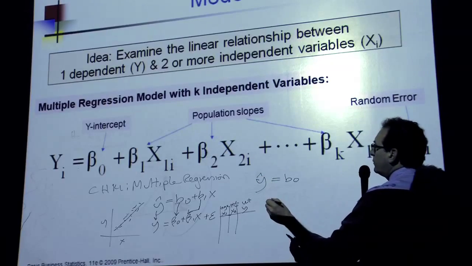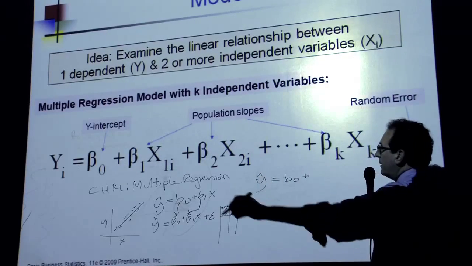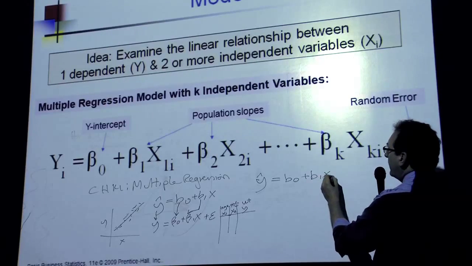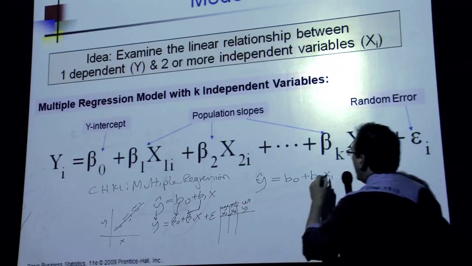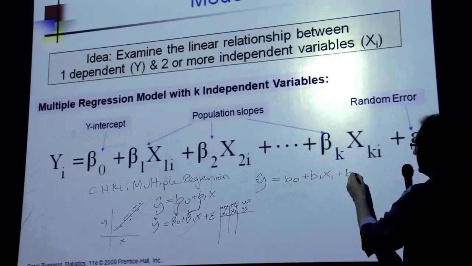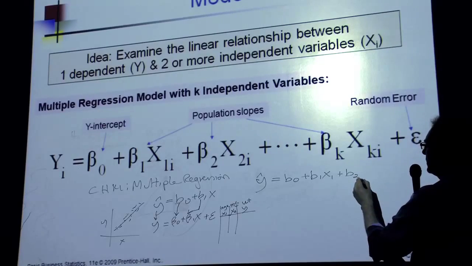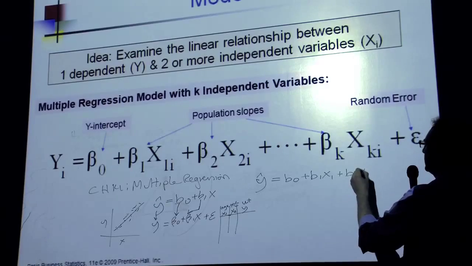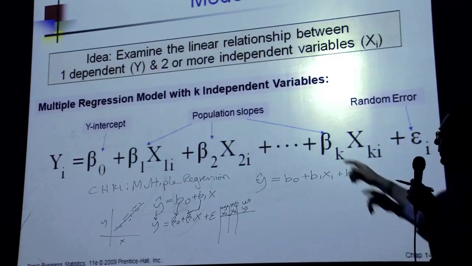The equation now becomes, in terms of predicting the straight line, b0, which is still an intercept, plus b1 times x1. In other words, what impact does somebody's height have on their weight? Plus there's an impact of somebody's age. I'm sorry, let's try it again. Plus b2 times x2. So this is what this equation is.